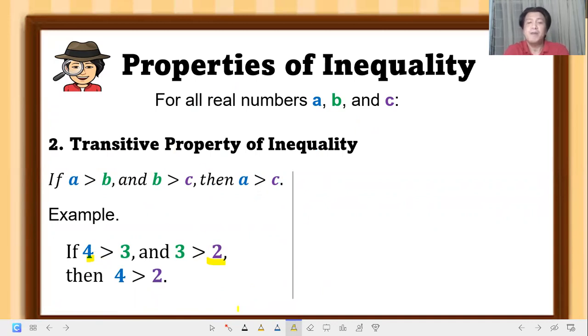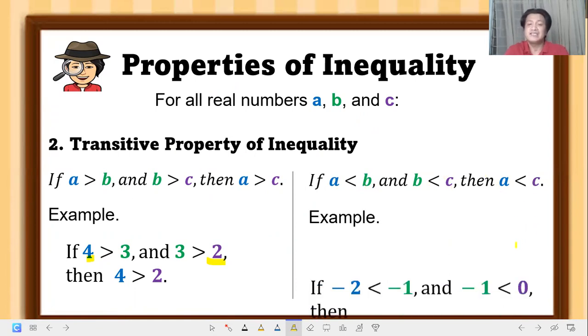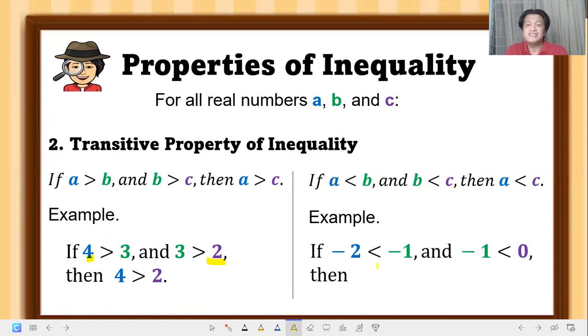Okay, another. Paano naman kung less than symbol? Same pa rin siya. If A is less than B and B is less than C, then you conclude that A is less than C. Example natin, if negative 2 is less than negative 1 and negative 1 is less than 0, then if this is the first number at yung third number natin, you conclude that negative 2 is less than 0. Okay, yun yung ibig sabihin ng transitive property.